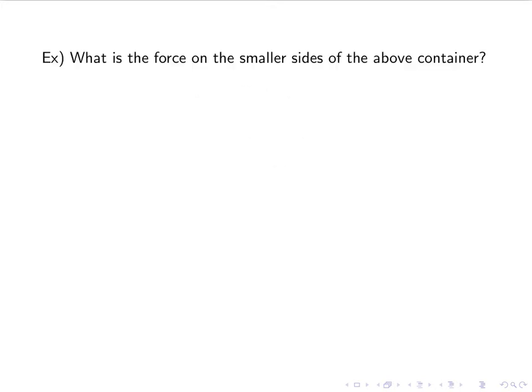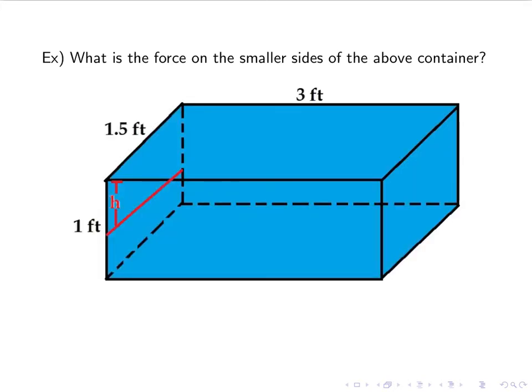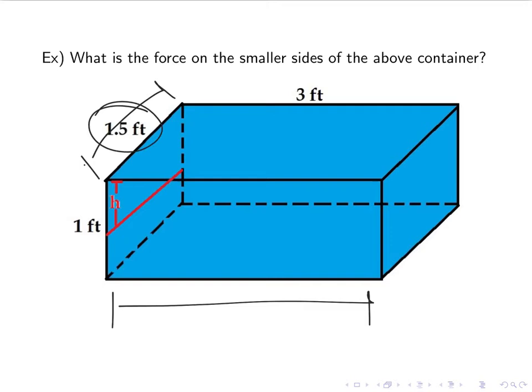What if we wanted the force on the smaller sides of that same container? So now I'm looking at kind of the left and right sides. So the only thing that's going to be different here is L. Before, the length of our slice was the 3 feet because we were looking at this direction. But now we're looking at this direction. So L is that 1.5. And that's really the only difference here. h is still going from 0 at the top to 1 at the bottom.